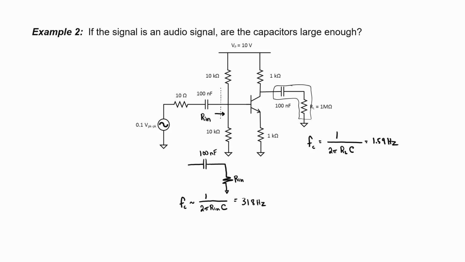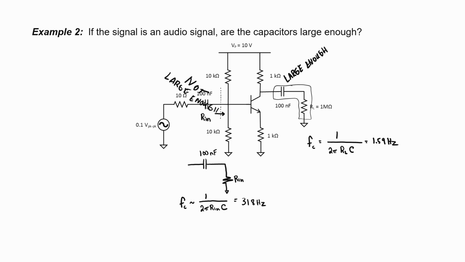But how about here at the input side? 318 hertz, that's somewhere in the middle of the audio spectrum, so the low frequencies are definitely going to be attenuated by that first capacitor. The answer to this problem is that this capacitor here at the output side is large enough, but the capacitor here at the input side is not large enough.